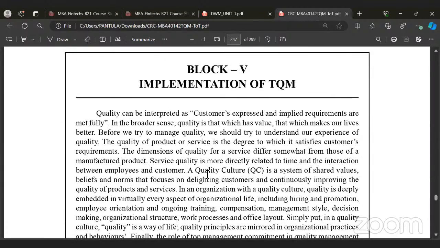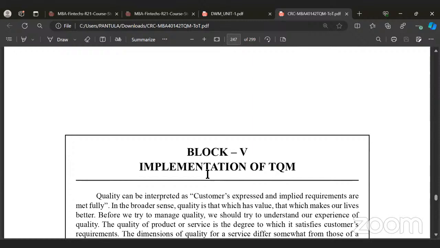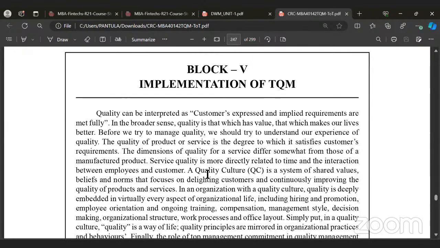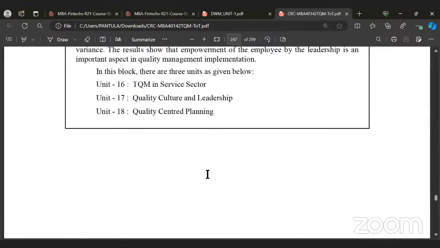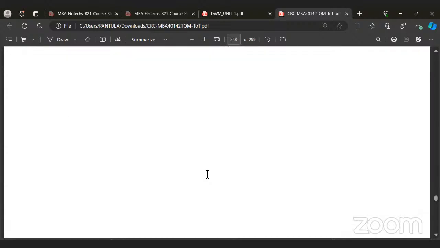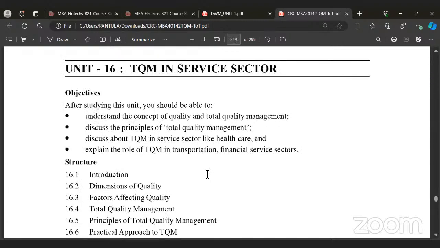With this, we are going to complete block 4 in today's session. Next, block 5 is all about implementation of TQM, where quality is customer-expressed improvement. It covers TQM in the service sector, quality culture and leadership, and quality-centered planning. These three we are going to see in the next class.